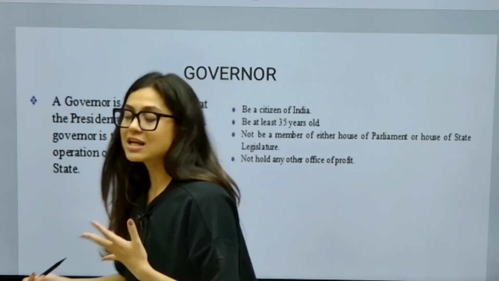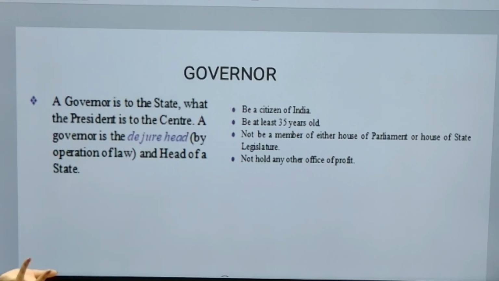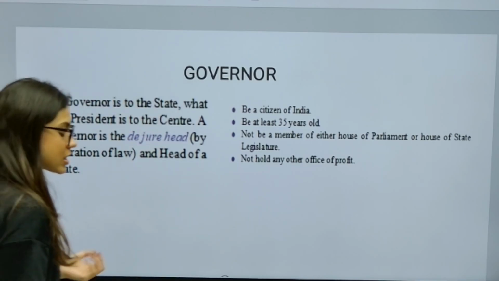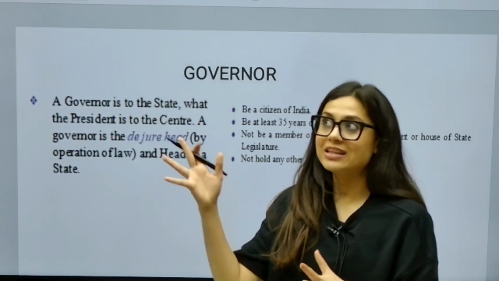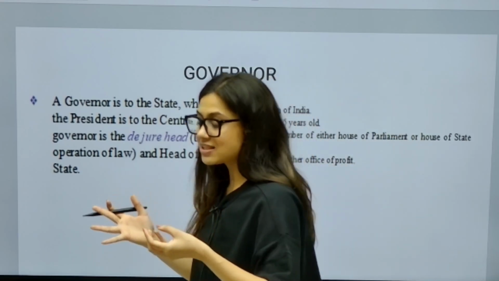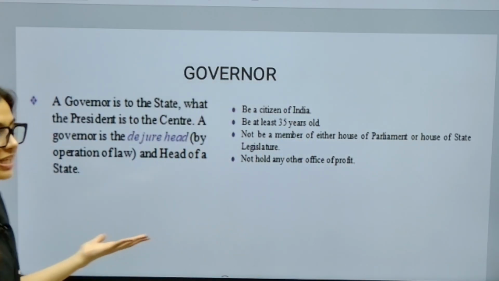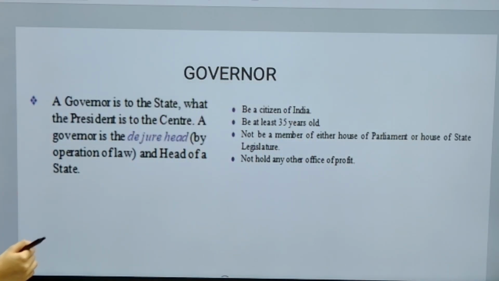They do not enjoy as much power as Rajya Sabha has, because Rajya Sabha is at the national level and these councils are at the state level, that too in discretion. Fine. So let's talk about governor now. State executives, governor and chief ministers.